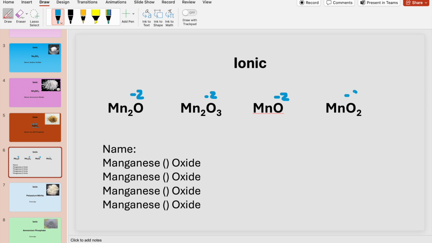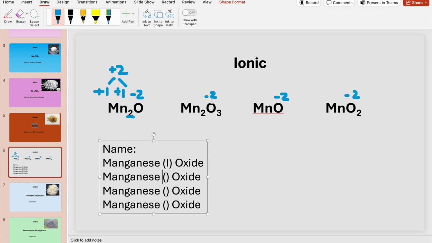All right, and then for the first one, the total charge of manganese here has to be +2. The problem is I have 2 of them, and if I have 2 manganeses, each manganese has to be a +1 charge to cancel out the -2 to add up to 0. So 2 +1 charges. So this is going to be manganese 1 oxide because each manganese has to be +1.